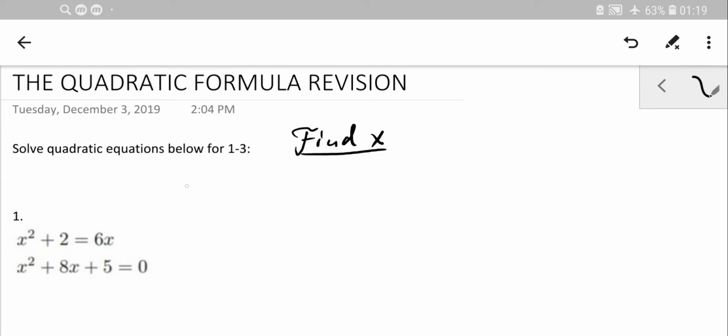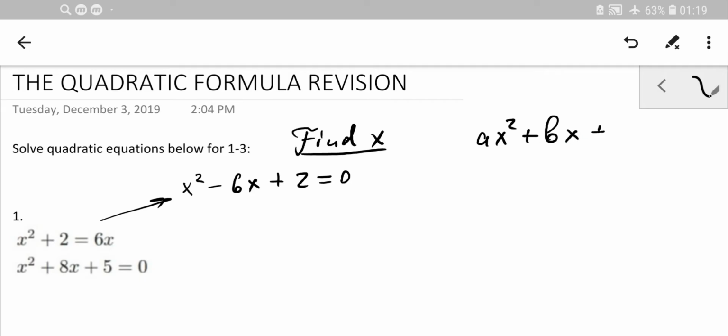What we're going to do is simply transfer all terms to the left side so that we have a general quadratic form. And just to remind you, the general quadratic form should be set up in this manner, and our goal is to determine coefficients a, b, and c in order to use the quadratic formula.